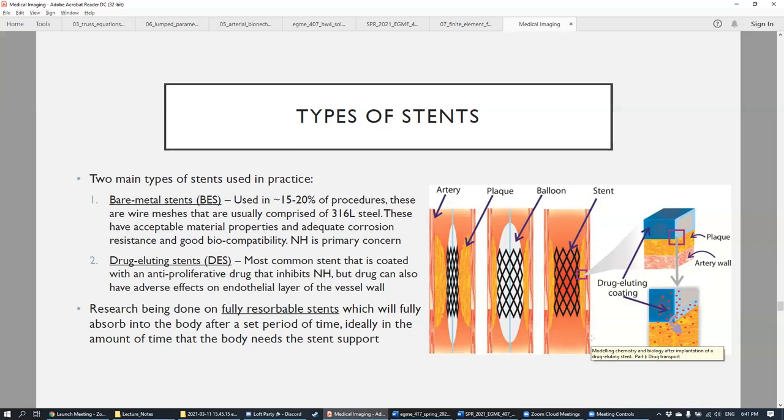But nowadays they use a special thread that fully goes into your body so you don't have to worry about that. Fully resorbable stents follow the same logic. Once the stent is done with its job, it doesn't have to stay there for all of eternity. It can just go away on its own. But it's definitely still a topic of research, so it's not something that's widely available on the market.